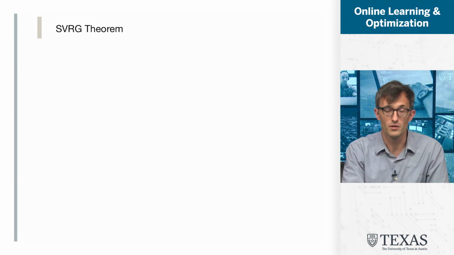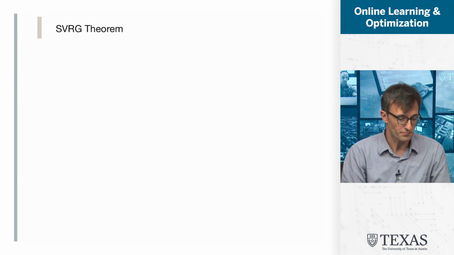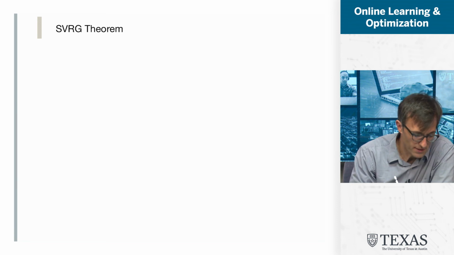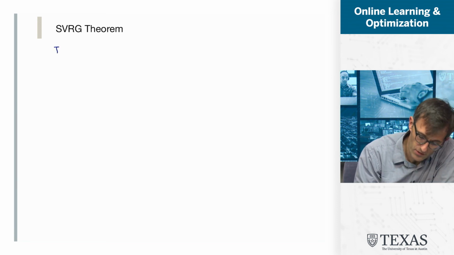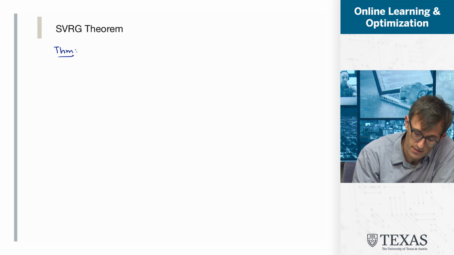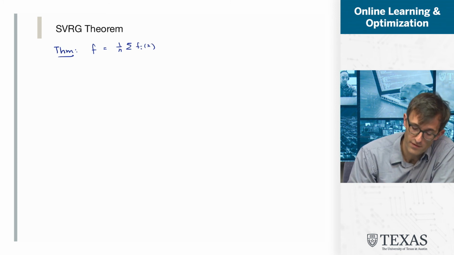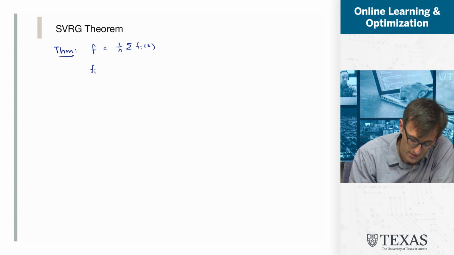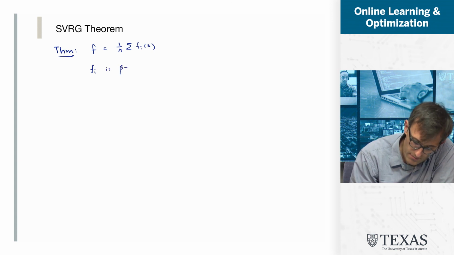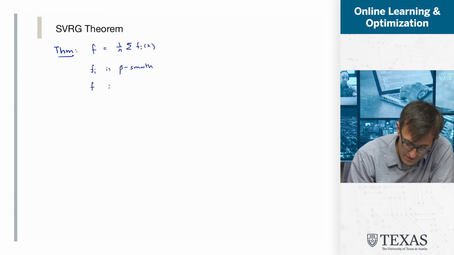All right, let's see how we're going to use this in the result. So the theorem says the following. Again, let me repeat a little bit about what the setting is. f is equal to 1 over n times the sum of f_i of x, as before. Each f_i is smooth, and the overall f is strongly convex. So f_i is beta smooth for each i, and f is alpha strongly convex.